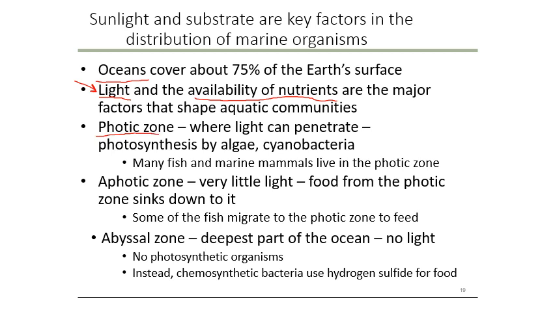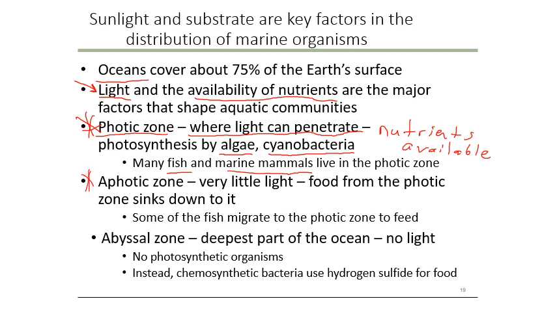So we need to know here, the photic zone. This is where light can still penetrate into the water. If light can get in, then photosynthesis can occur. So photosynthesis occurs by algae and cyanobacteria in the water. And because there are a lot of nutrients available here, this is where a lot of fish and marine mammals live.